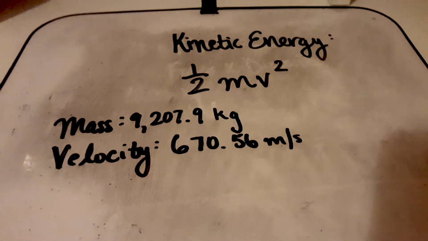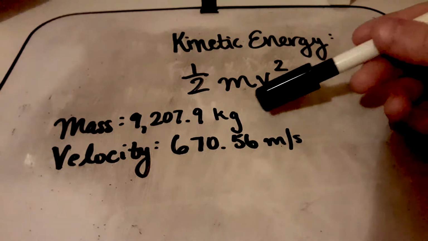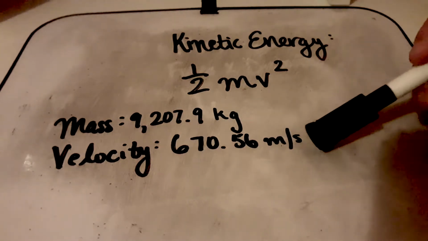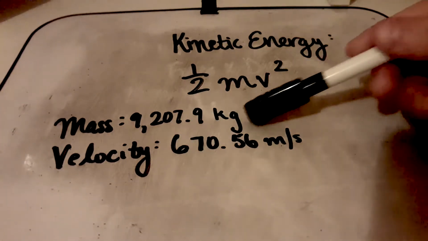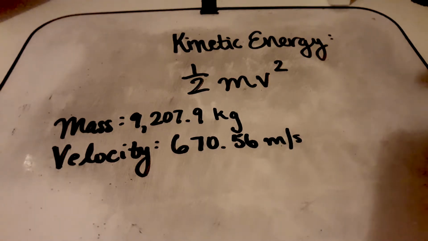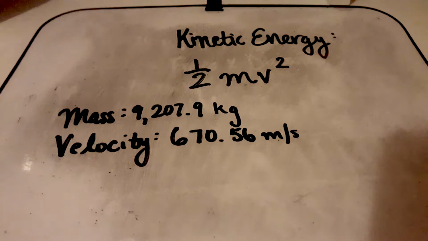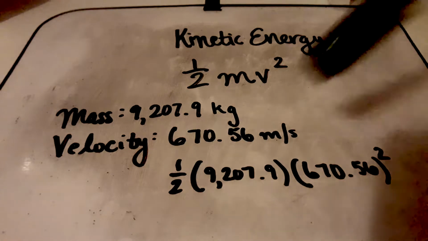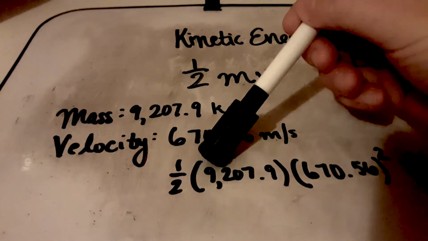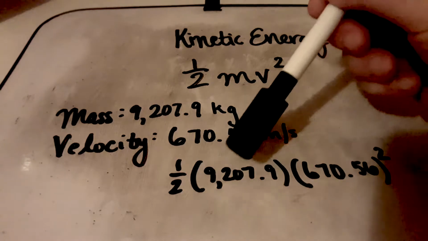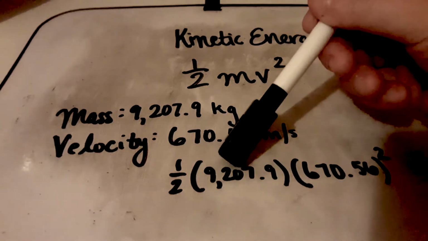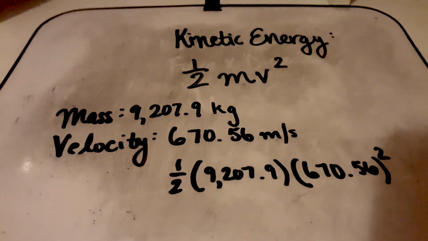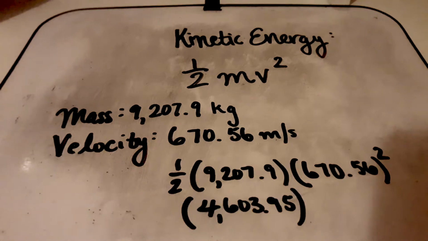This number is going to be placed into m because m stands for the mass. And this number stands for the velocity, and we're going to plug it in right here into the v. So how that's going to look is this. Now all we have to do is divide the 9,207.9 by 2, and with that answer, you multiply it by this number. So we'll find the calculation for this one.